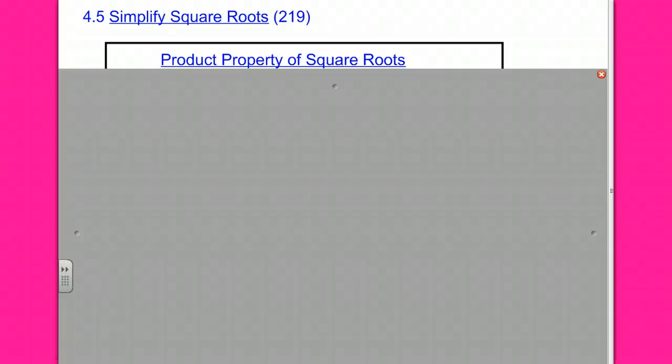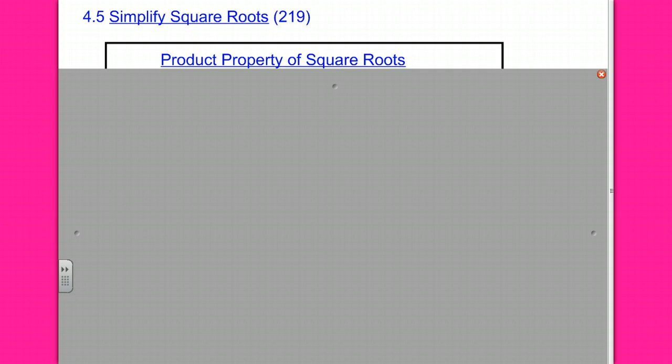We are ready to start section 5 of chapter 4, simplifying square roots. You were practicing finding square roots and even approximating them. Now we get to real algebra with square roots, so we will see more complex expressions inside the radical.